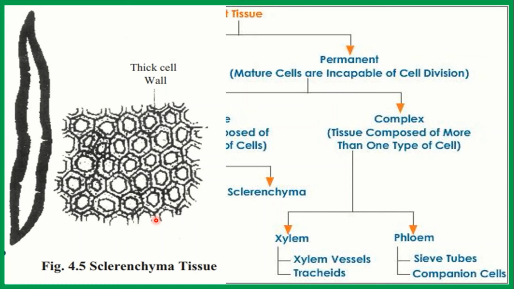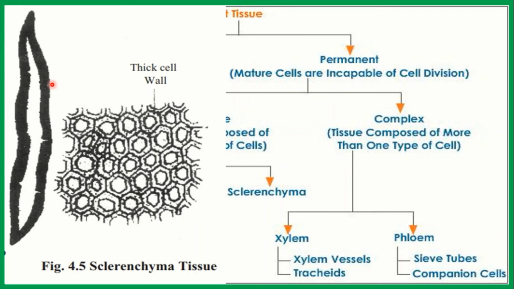On the basis of shape, size and structure, sclerenchyma are of two types. This one is a sclerenchyma fiber and this one is a sclerite. In the early stage of their development, sclerenchyma cells are alive, but in the mature stage they lose their protoplasm and become dead.